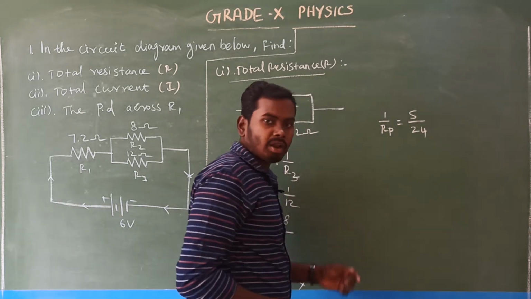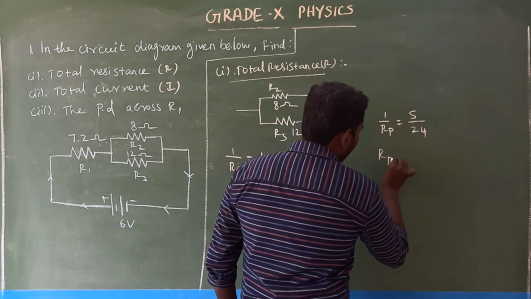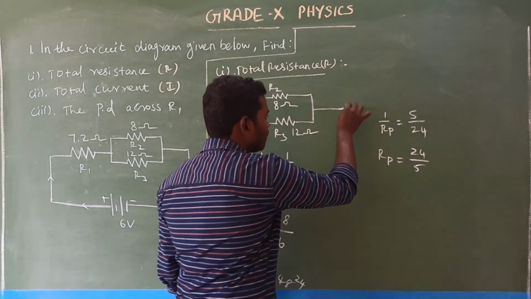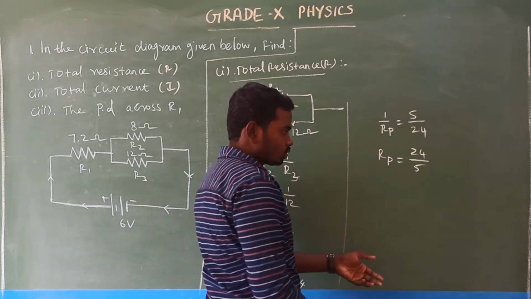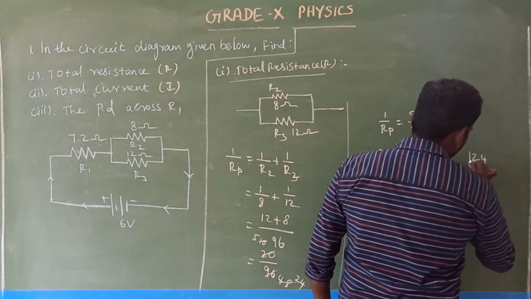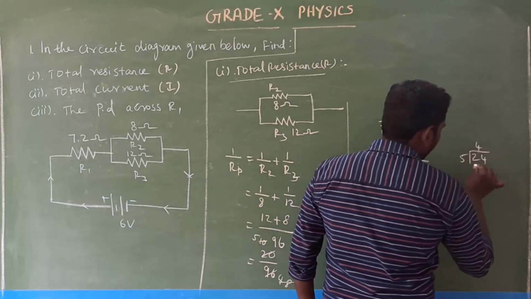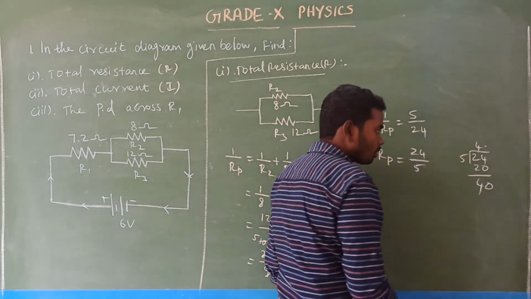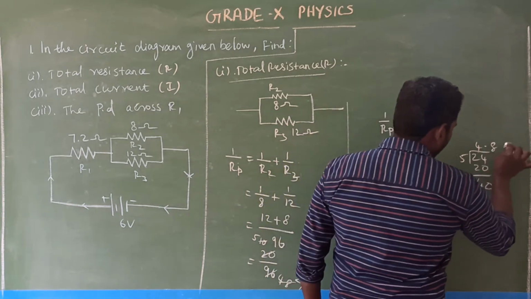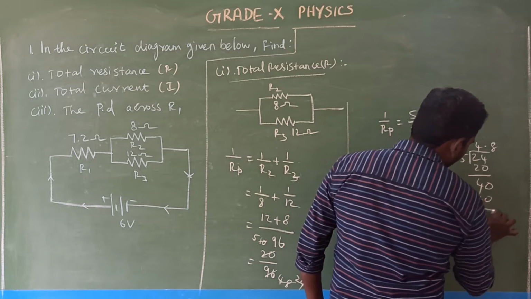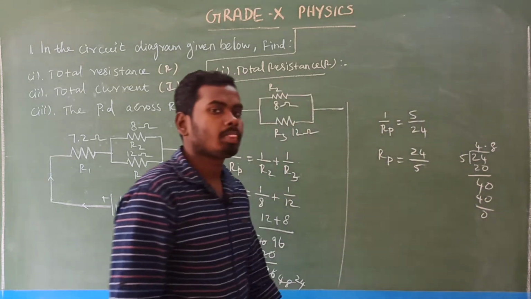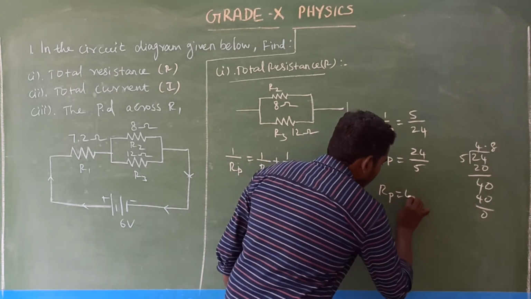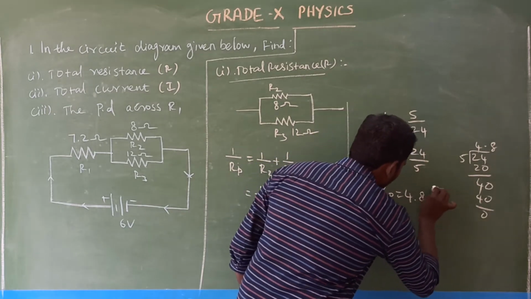Then what is the Rp value, sir? The Rp value will be 24 by 5. Further divide 24 divided by 5: 4 fives are 20, remaining 4. Put one dot, add one 0. And 8 into 5 is 40, remaining 0. So what is the value, sir? 4.8. So Rp value is equal to 4.8 ohm.